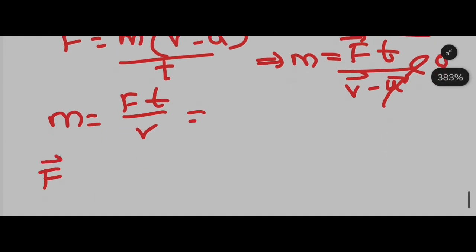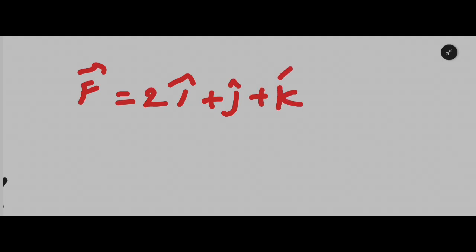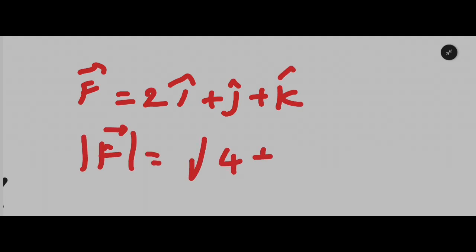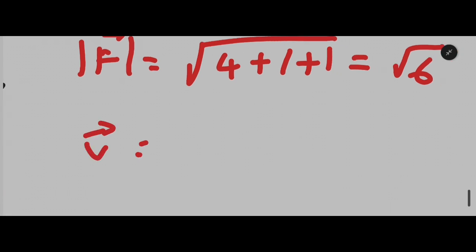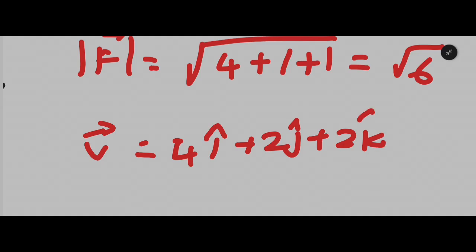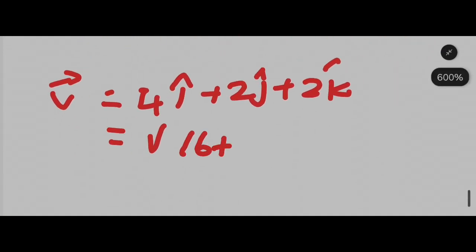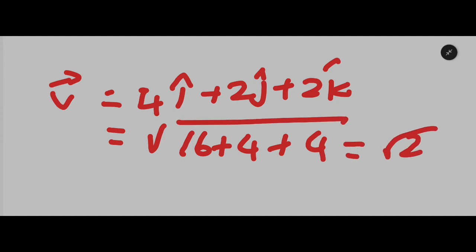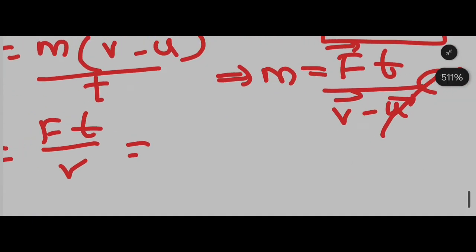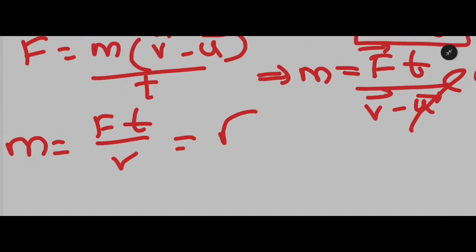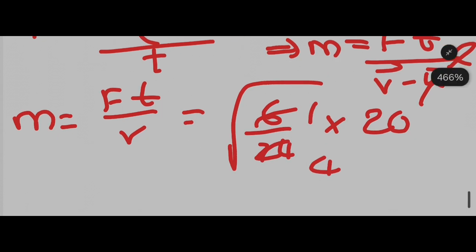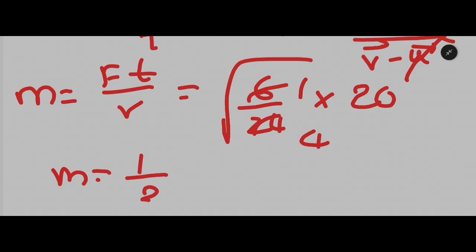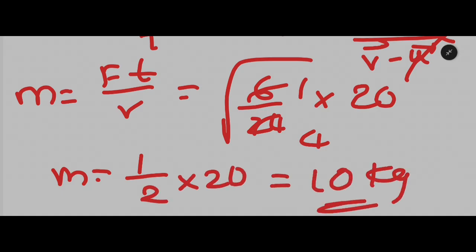First we will find the magnitude of force. F bar was given to us as 2 i cap plus j cap plus k cap. So what is the magnitude of this? Root of 2 square is 4, 1 square is 1, 1 square is 1. So it is root 6. Next we will find the magnitude of V bar. V bar given to us is 4 i cap plus 2 j cap plus 2 k cap. That is root of 4 square is 16 plus 2 square is 4 plus 2 square is 4 again. So this is root of 24. Now we got both the magnitudes. Substitute here. F is root 6, V is root 24, into what is time? 20 seconds. Now 6 ones are 6, 4s are... Next, m is equal to 1 by root 4, which is 2, into 20. So after cancellation, 10 kg. So mass is 10 kg.